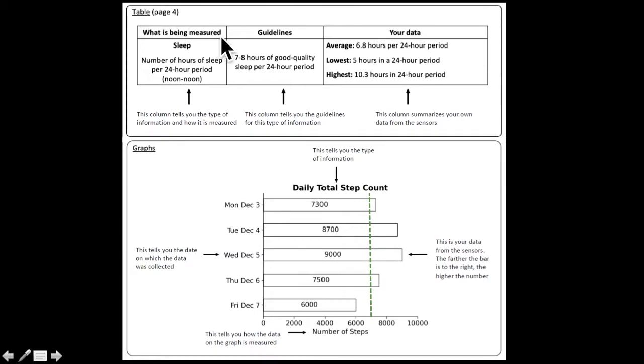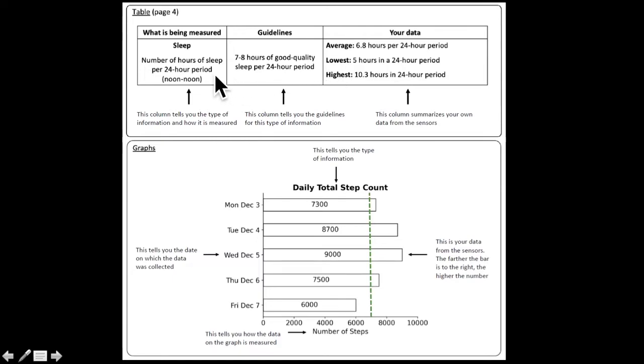The first column will tell you the type of information and what exactly is being measured. The second column shows the published guidelines for each type of information. The third column summarizes your own data from the sensors.